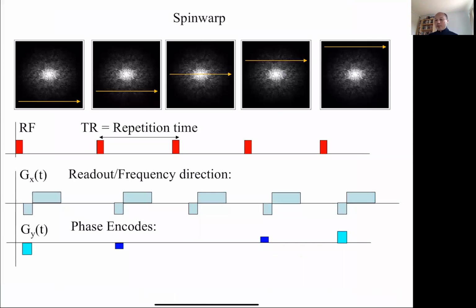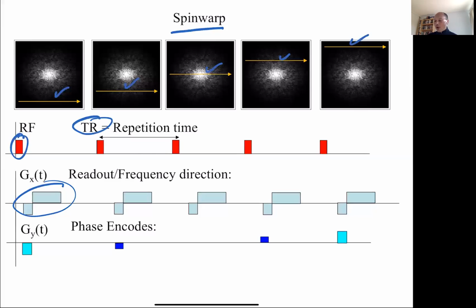Okay, so just to recap from last lecture, we talked about how the most common sequence that's used is the spin warp pulse sequence. And what it looks like is we're essentially going through K-space line by line. Every time we have an RF pulse, we excite some magnetization, we read through one line of K-space, we wait some amount of time, TR, which is the repetition time, and then we come back and we acquire another line of K-space. And we repeat this process over and over again until we've acquired all of K-space.